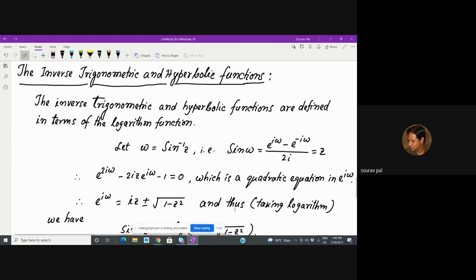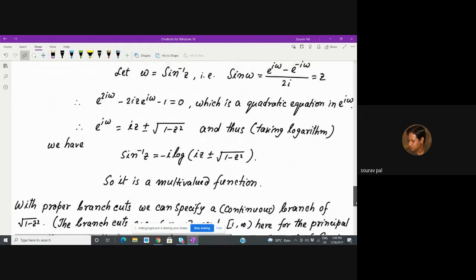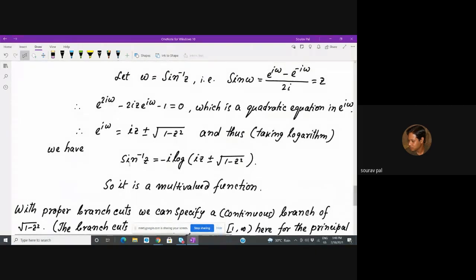Now, if you take logarithm on both sides, then you have this. The value of sin inverse z is precisely minus i times log of this guy. And what is that? It's a multivalued function. Since log is there, again, it's a composition of two functions, log of something where what is inside is also a function. Okay.